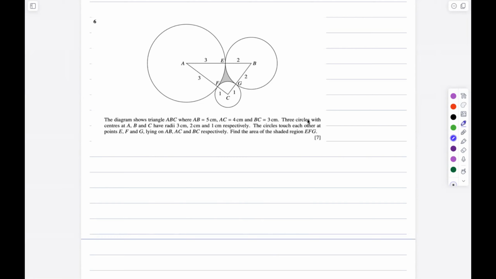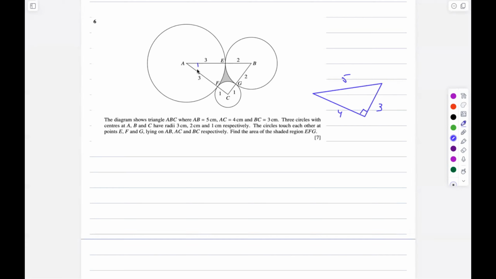Now, to find the area of the shaded region, first we'll have to find the area of this triangle and then subtract the area of these three sectors from it. Now, if we have a triangle with the lengths 5, 4, and 3, we know that it will be a right angle triangle, as if you apply the Pythagoras theorem over here, 5 squared will be equal to 4 squared plus 3 squared.